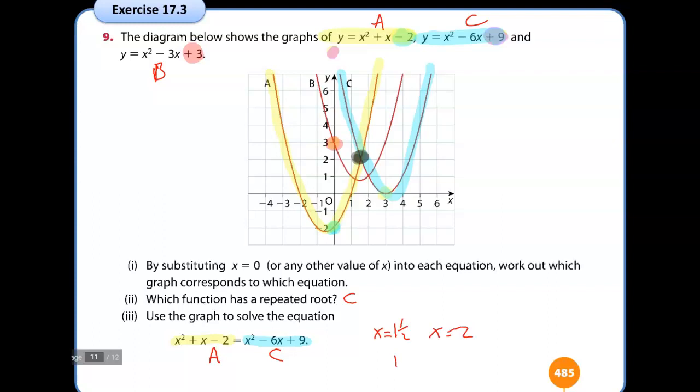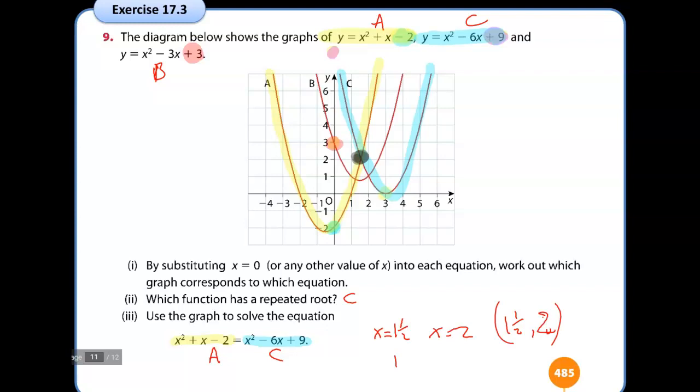So let's just go with the coordinates of 1.5, comma. My pen is playing silly buggers on me. It doesn't want to write. Okay, there you go. There's the coordinates.